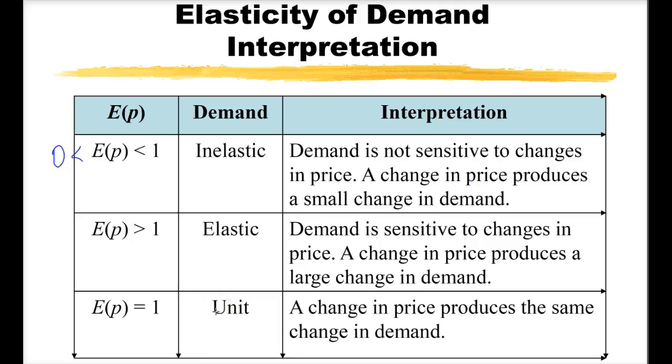So to put some numbers to this, let me make that a little bit more realistic. Let's say the price goes up 10%, we may have a change in demand going down by 1%, okay? Whereas in this case, let's say the price goes up 10%, and the demand goes down by, let's say, 20%.